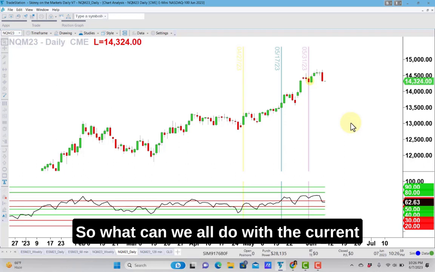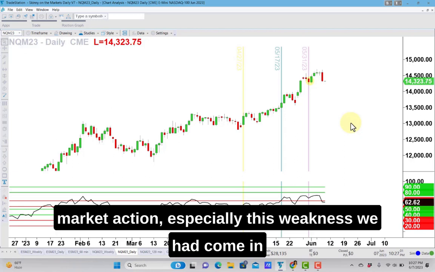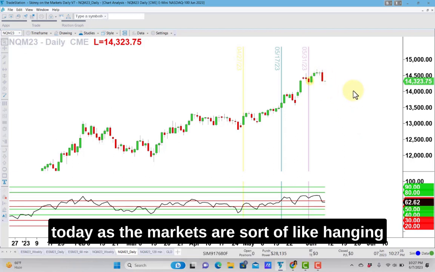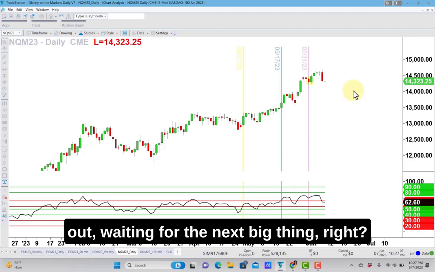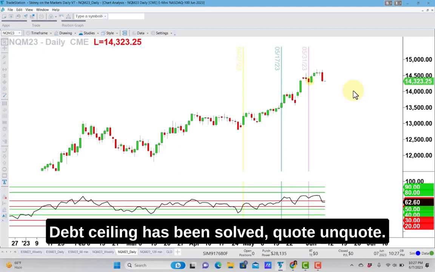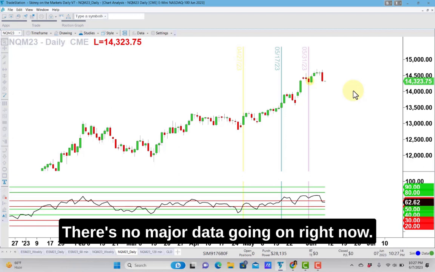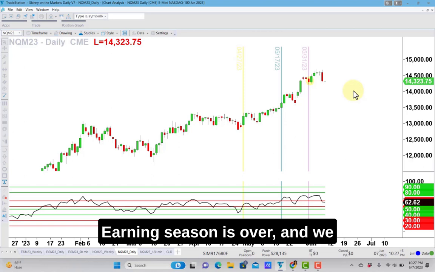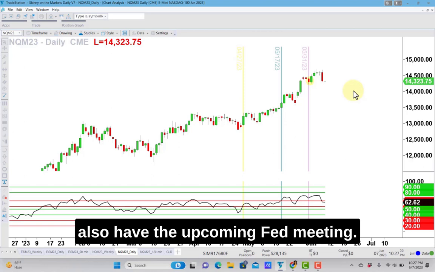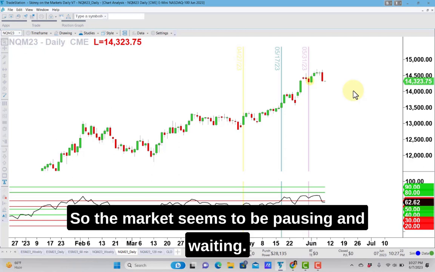So what can we all do with the current market action, especially this weakness we had come in today? The markets are sort of hanging out, waiting for the next big thing. The debt ceiling has been solved, quote unquote. There's no major data going on right now. Earnings season is over. And we also have the upcoming Fed meeting. So the market seems to be pausing and waiting.